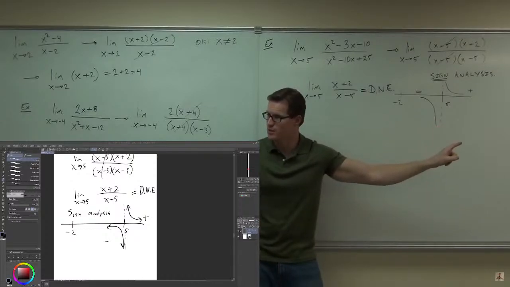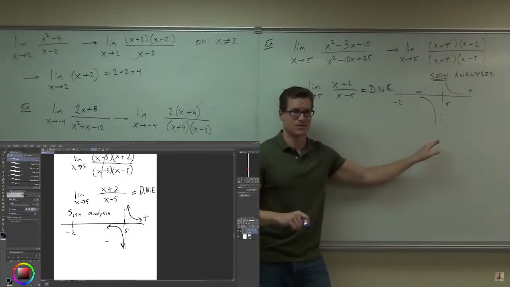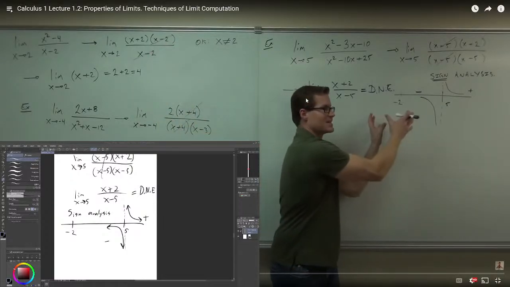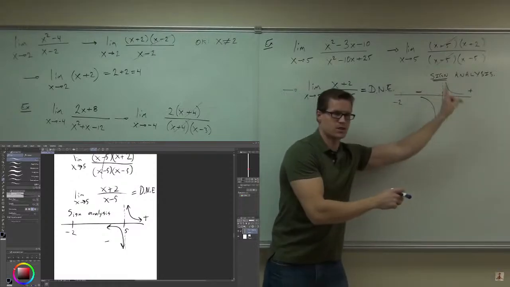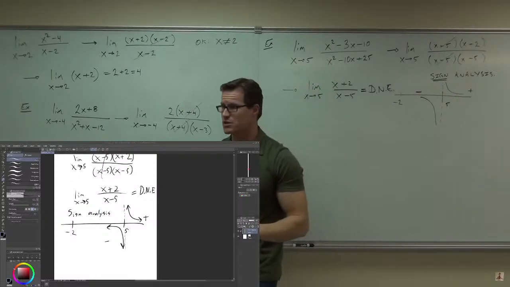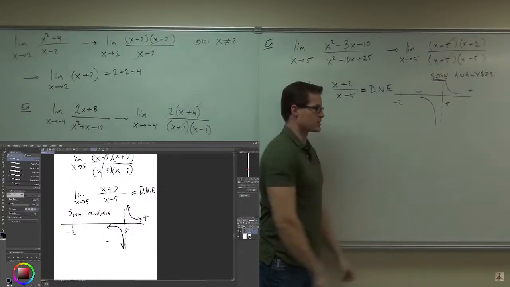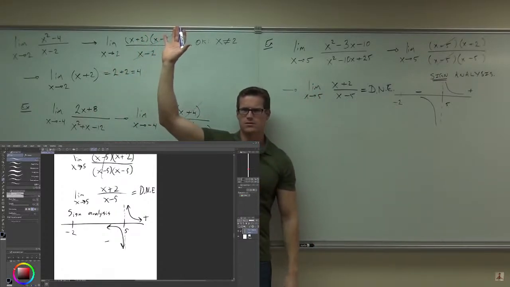So if they say show the limit doesn't exist, that's it. If the limit does exist, you'll be able to simplify out the holes. If it doesn't exist, well then you have to show a sign analysis test. Show that you have an asymptote and it's going like that, or some other way that you cannot make those things go together. How many people understood that? What we were just talking about?